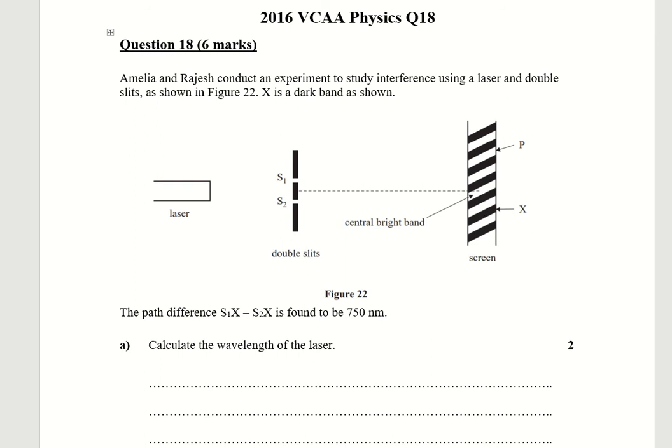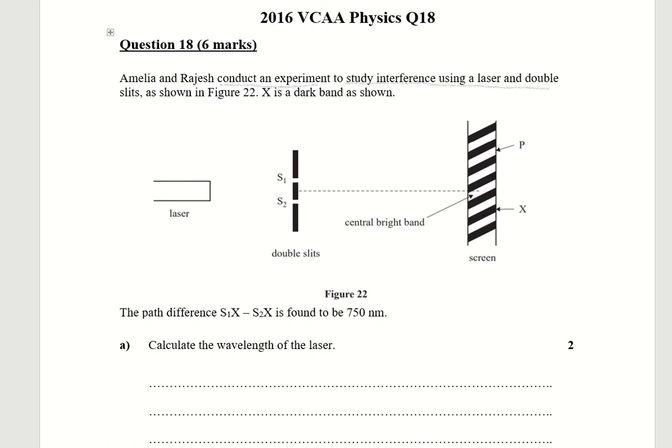Alright, welcome back to another exam explain question. We are looking at the 2016 Victorian paper, question 18, on interference patterns. Now we have two experimentalists that conduct an experiment to study interference using a laser and a double slit.